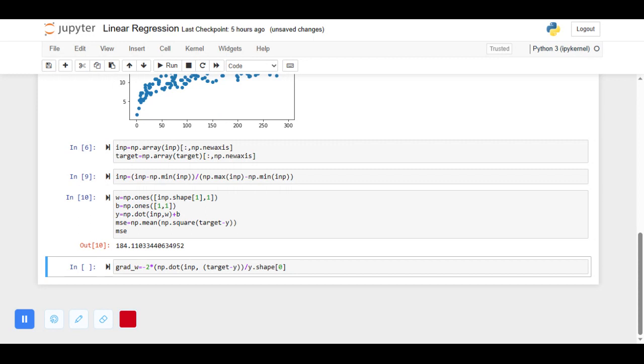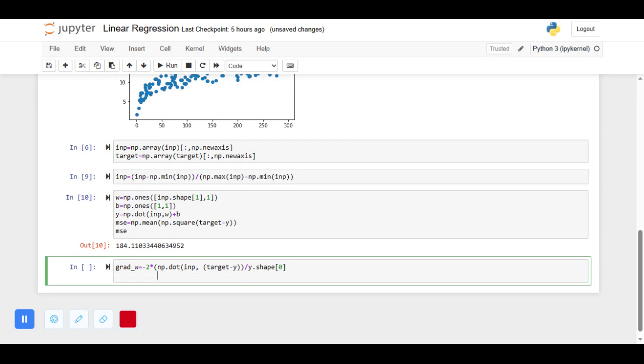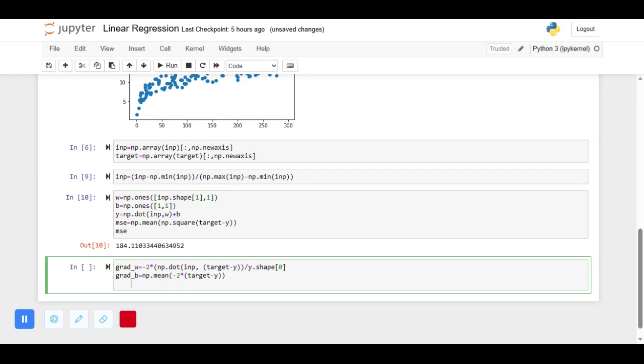So this is the gradient for W, and the gradient of the MSE with respect to B is equal to minus 2 times target minus y, and we will take the mean value of this, np.mean of this. Now let's look at grad w and grad b.